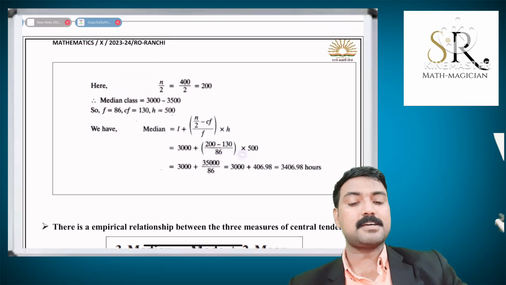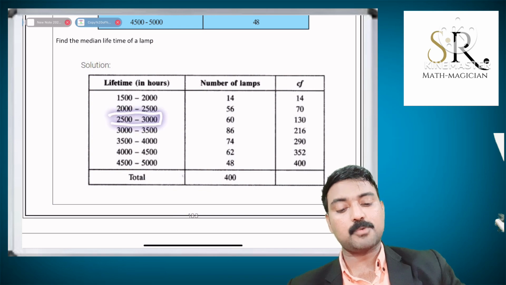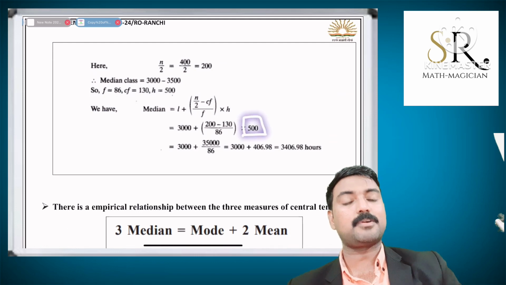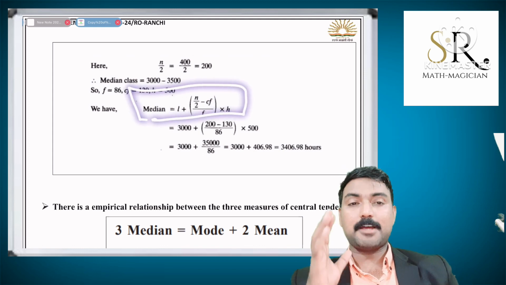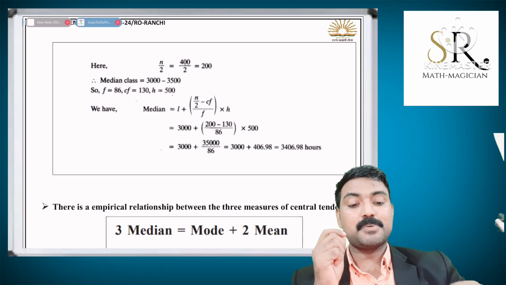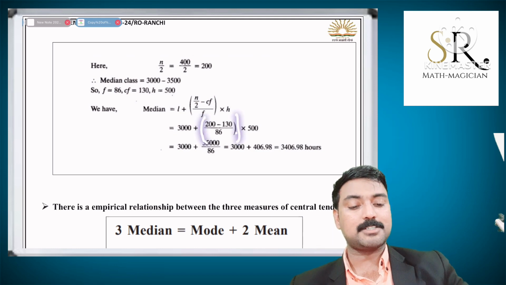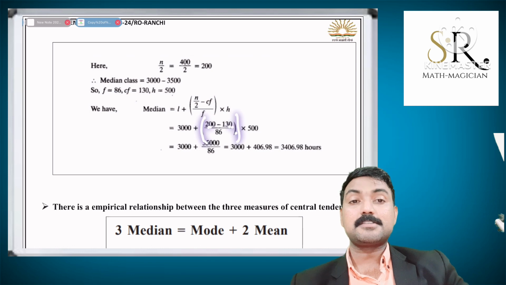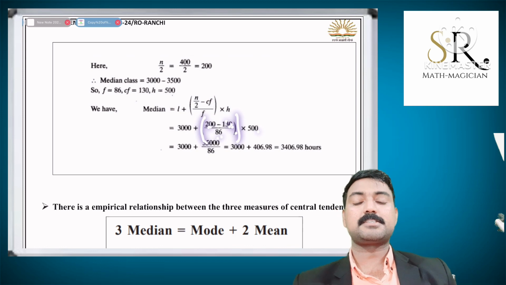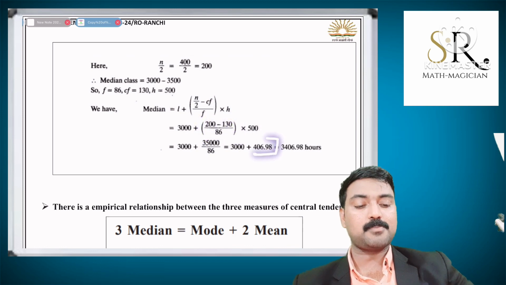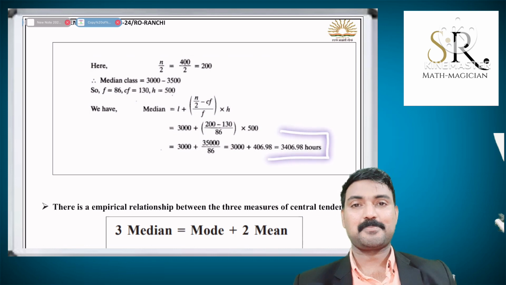Into H. H means the size of the class. What is the gap of this class? 3000 minus 2500, 500. So 500 is the class size. So in the place of H we give 500. Now it is the calculation. Just learn this equation for how to find the median and apply all these values very carefully. First complete this bracket. 200 minus 130, you will get 70, and 70 divided by 86. Then multiply by 500, and you will get the answer 406.98. At last add 3000. L should be added at last. So we got 3406. I think it's clear.